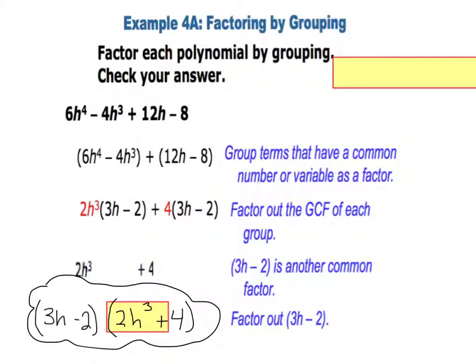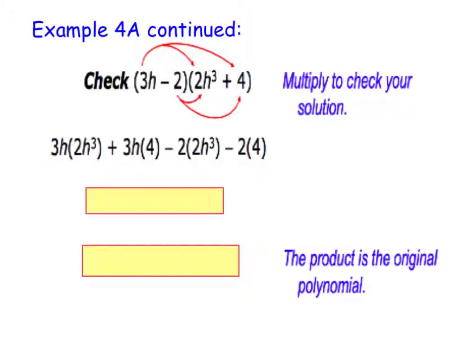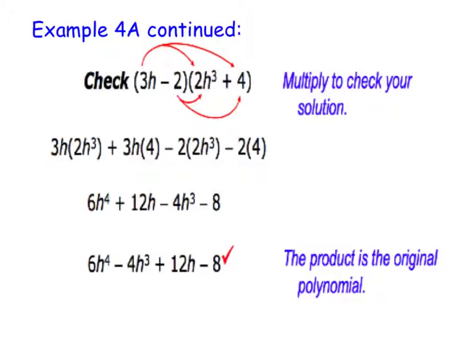All right, now let's go check it. If I multiply the 3h minus 2 times the 2h cubed plus a 4, this is what we're going to see. We're going to distribute that in, and it's going to look like this. Now we're going to multiply those together, add like terms, and it's going to come down. And now let's look. Is that what we originally had? Let's look back. And it is. So that tells us that this right here is the factors of our original polynomial.